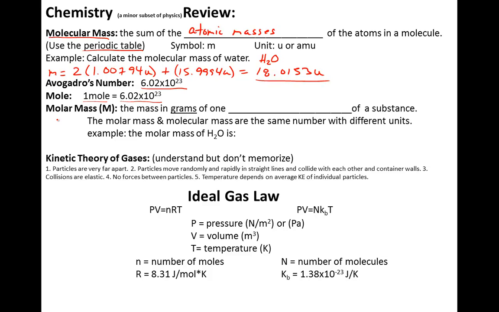Now, the molar mass, big M, is the mass in grams of 1 mole of a substance. Be really careful here, because in chemistry they define this in grams, but remember, we use kilograms. So whenever you get the molar mass, that has to be converted to kilograms. The molar mass and the molecular mass are the same number with different units. So, for example, the molar mass of H2O is the same as the molecular mass. The value is 18.0153, but it's in grams.